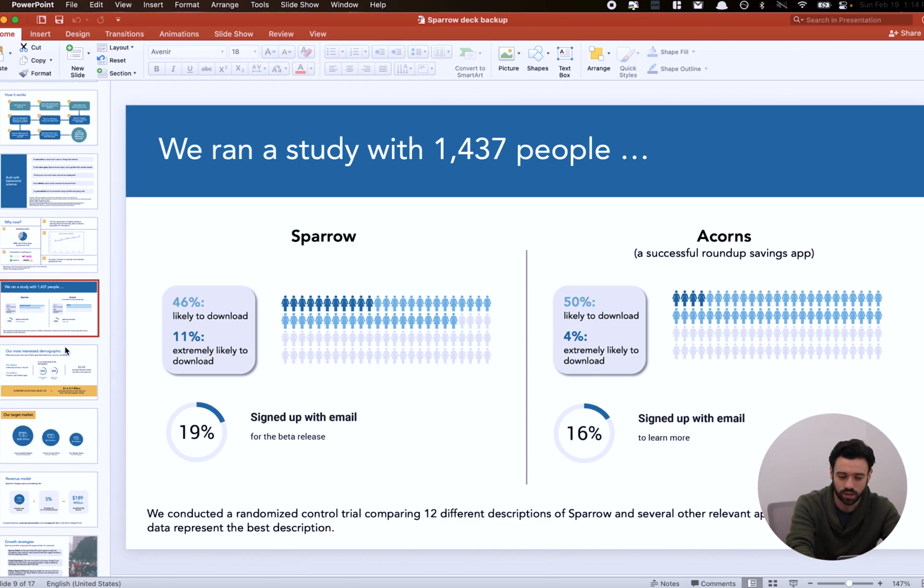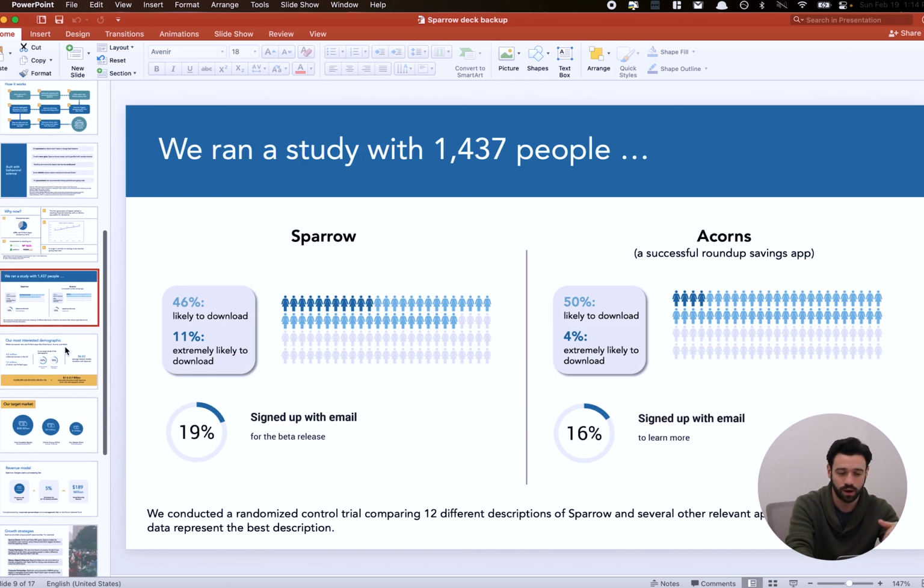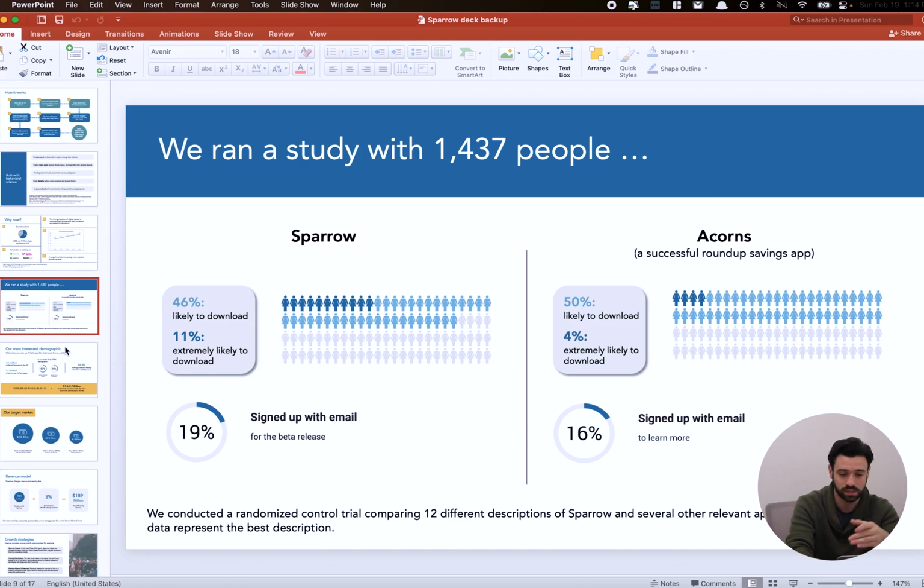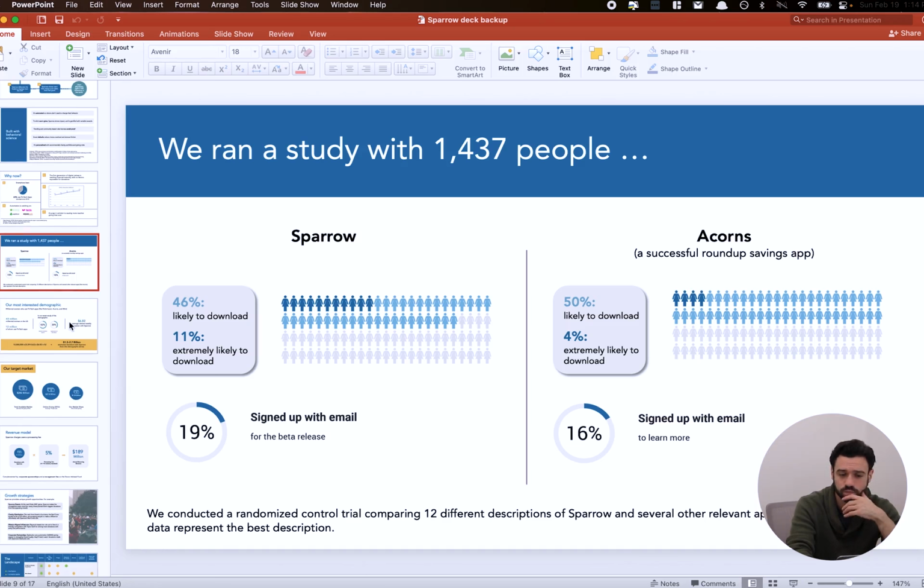So we ran a study. We were coming from a research background. We said, all right, let's run a study with 1,400 people and find out whether people actually want this. We compared it to one of the best parallels in the finance world, a roundup savings app, since we were doing roundup and donations. Showing side by side that we could go head to head and actually beat them on how likely people were to download this, even though we didn't have that many real downloads, showed there's some real demand for this thing.